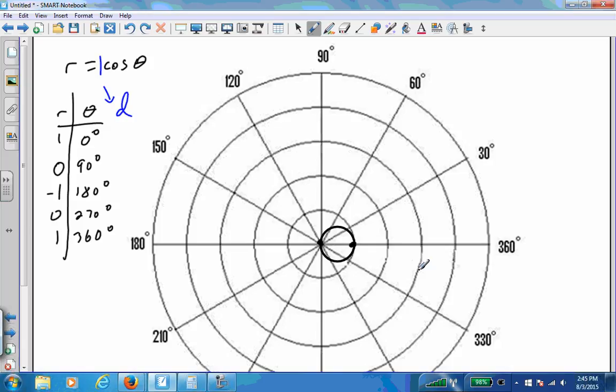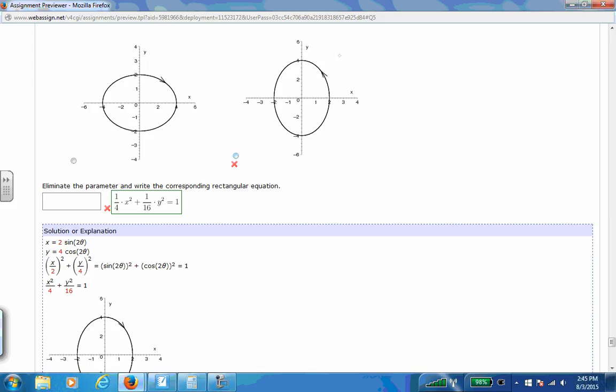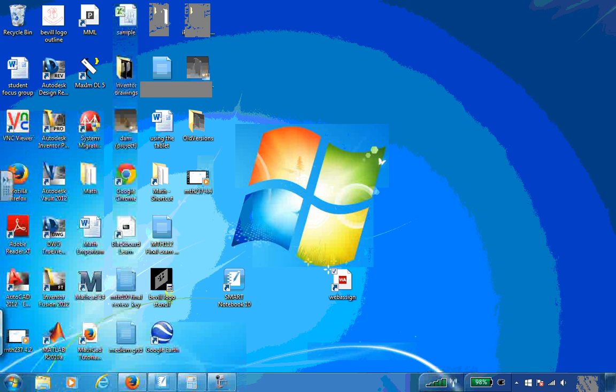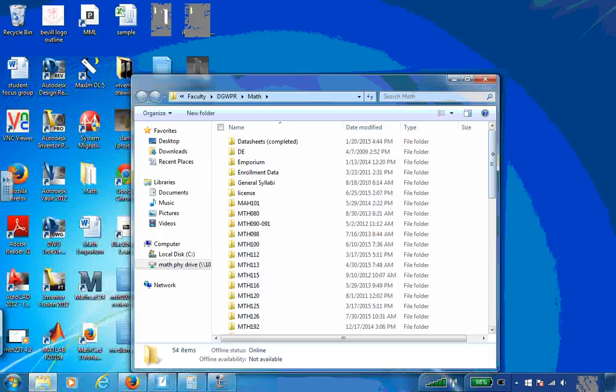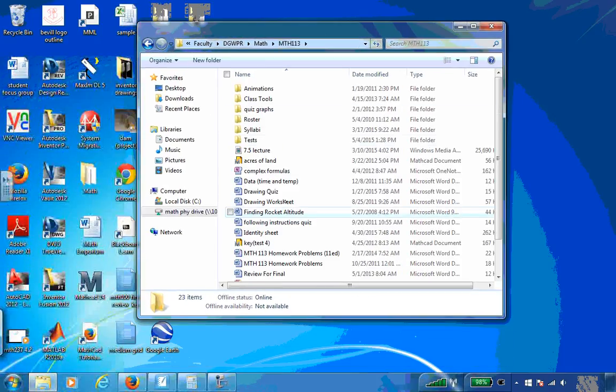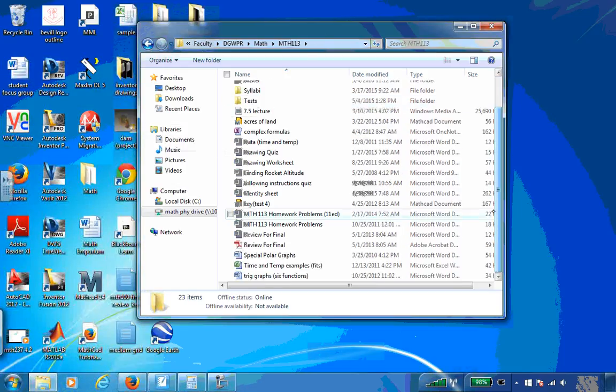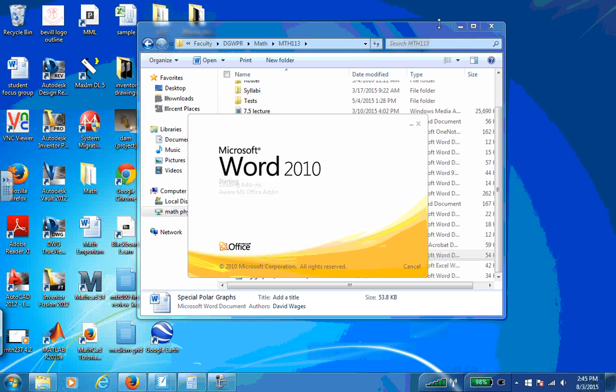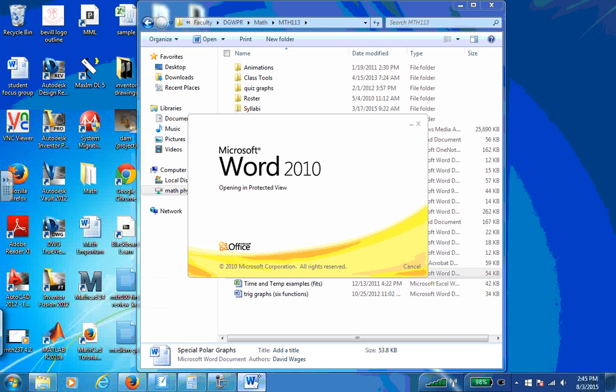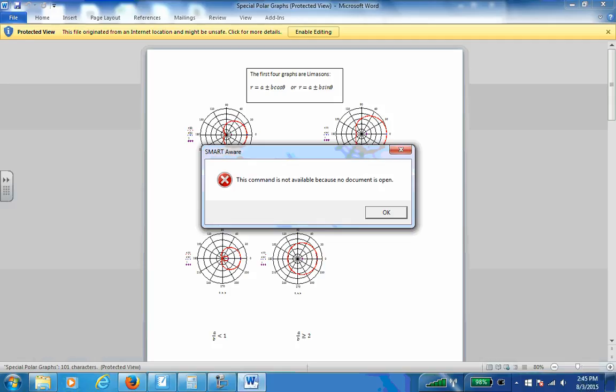For those of y'all that had me for Math 113, I gave y'all that handout. And it had lots of different things. It had cardioids on it, which are things that kind of look like a lily pad. Some of them look kind of like a heart. I mean, that's what the cardioid is.